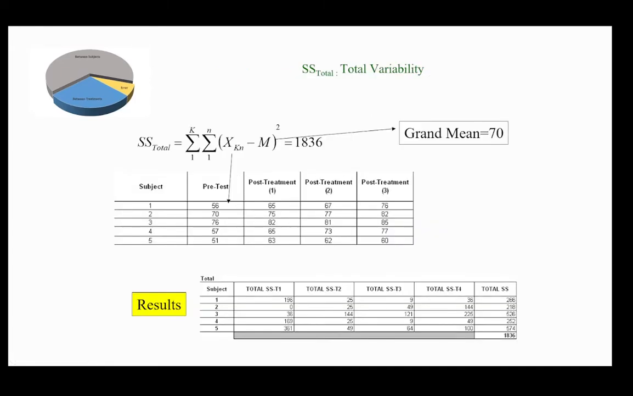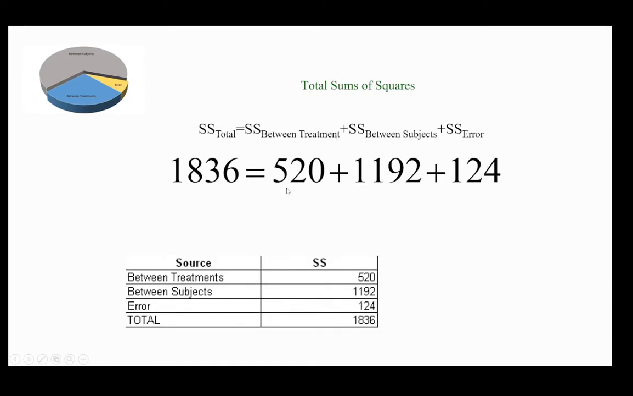SS total is simply each individual score by person by time minus the grand mean of 70, squared. So I got to take each of those 20 scores, the 5 people by the 4 times I've measured them, take each person's score across the times I've measured them, subtract the grand mean, square it. And I'm doing this 20 times. And I have it here at the bottom. So the total sum of squares for the whole study is 1,836.